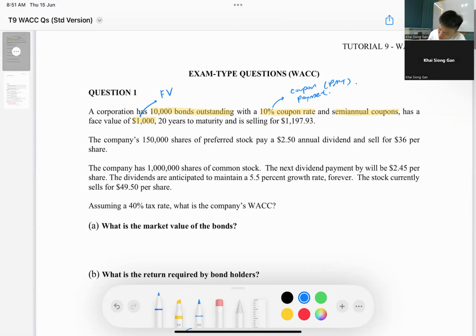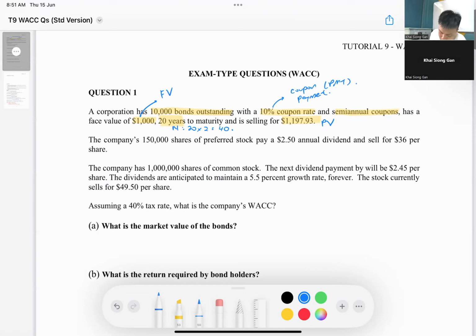Okay, 20 years to maturity, but this is years. I want semi-annual, so I need to convert into semi-annual. So 20 years converted to semi-annual periods, how many? 20 times 2 is 40. And it's selling for this amount. So this is the amount that you have to pay when you want to buy this bond. So this is present value, and this is N, but we have to convert into semi-annual, so 20 times 2 is 40 periods. So we have all these components ready. Definitely we can calculate the YTM.